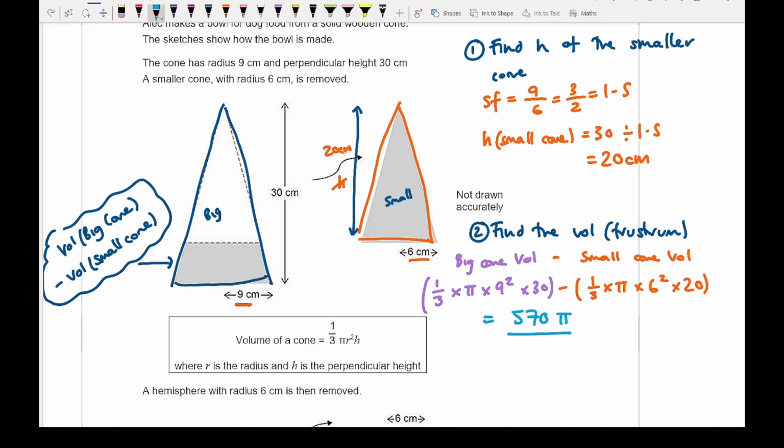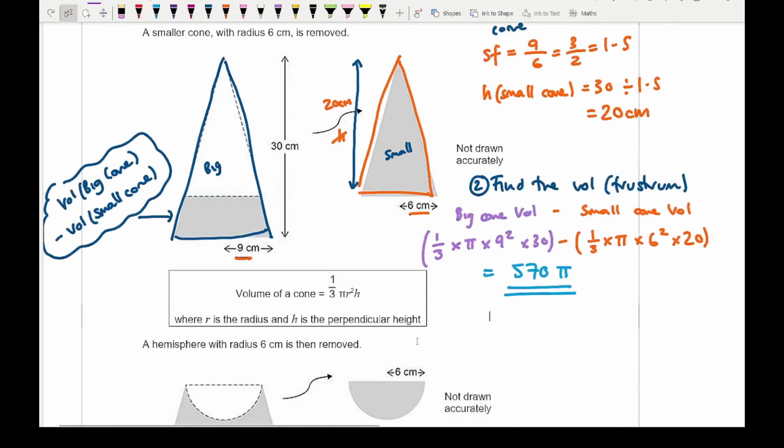Now it might give you a decimal answer, but I'm just going to leave it as 570 pi just because I've still got some work to do, and it's a lot easier and more accurate to write 570 pi than it is to use a decimal.